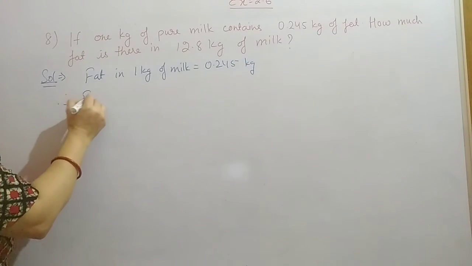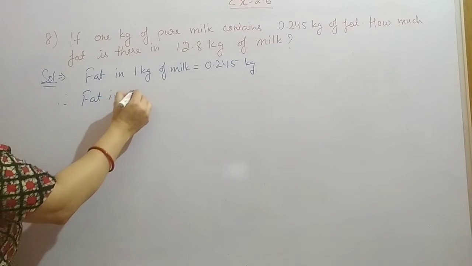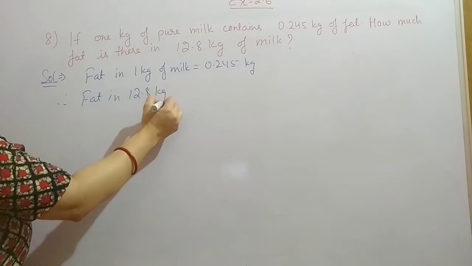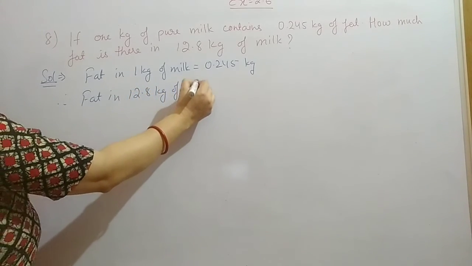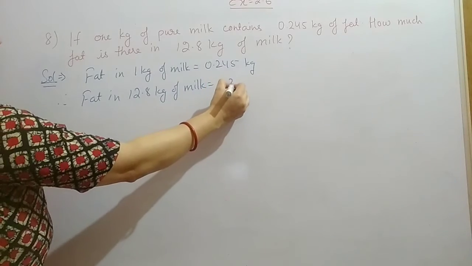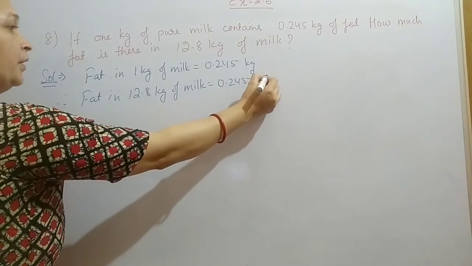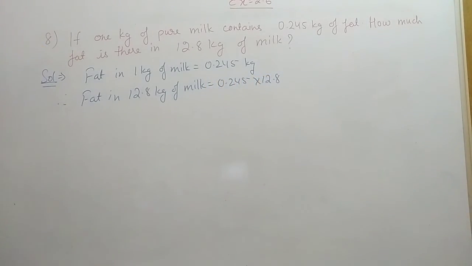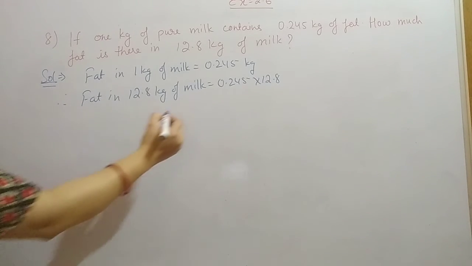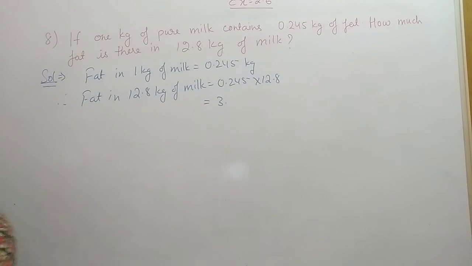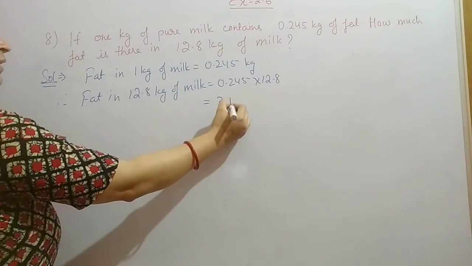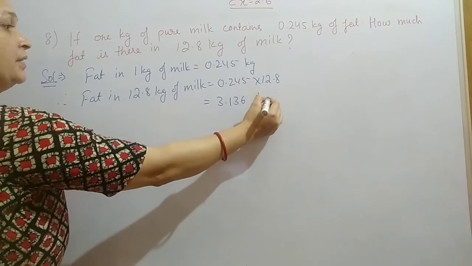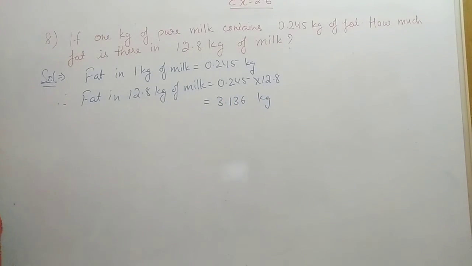Therefore, fat in 12.8 kg of milk is 0.245 into 12.8. We have to multiply these two numbers. After multiplication, you will get 3.1360 kg. Because we are talking about kg, up to 3 decimals is enough to mention.